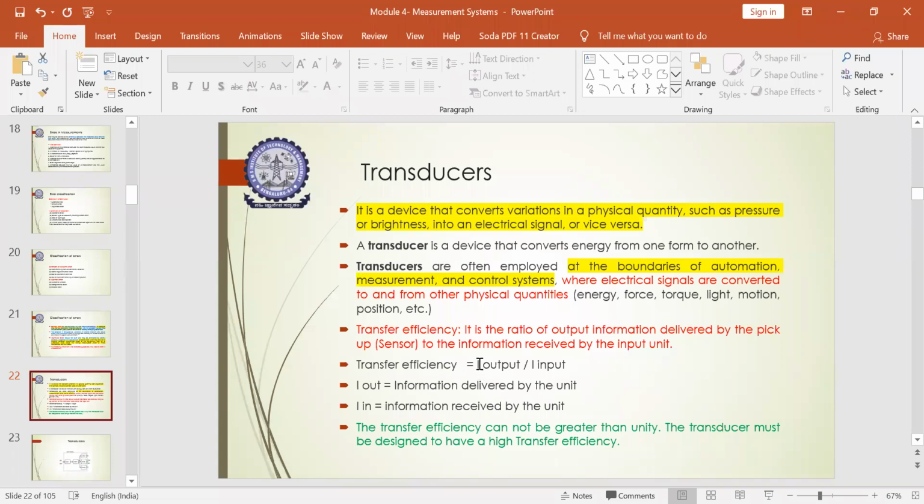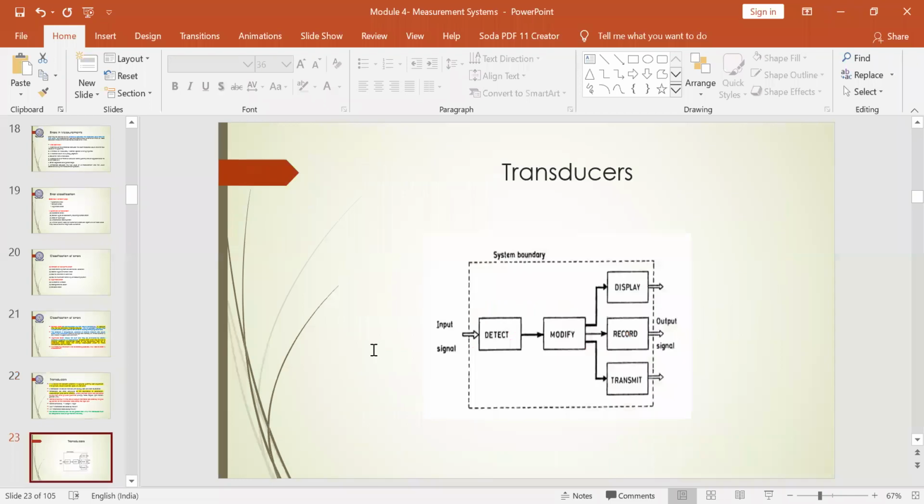So the ratio of output upon the input will provide you the percentage of transfer efficiency of the given input signal into a useful output signal. So it will provide you in terms of percentage. So this is nothing but the transfer efficiency, which converts the energy from one form into the other.